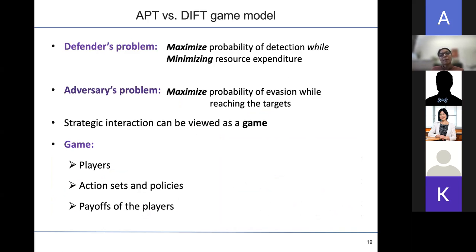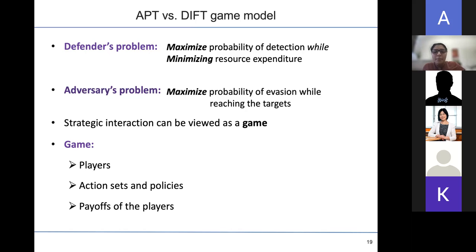Broadly speaking, the defender's problem is to maximize the probability of detection while minimizing the resource expenditure, because there is a cost associated with placing the security checkpoint. And the adversary's problem, on the other hand, is to maximize the probability of evasion while reaching the target. It needs to reach the target, but also make sure that it is not getting detected. All right. So there is a strategic interaction because each of these players is trying to achieve their individual objective or goal. And such a strategic interaction motivates a game theoretic framework.